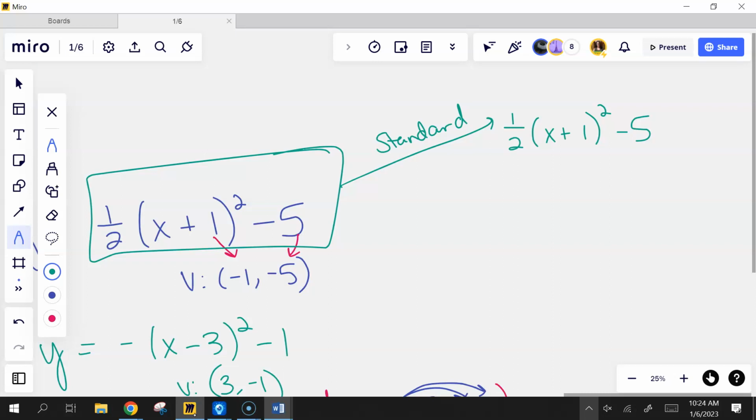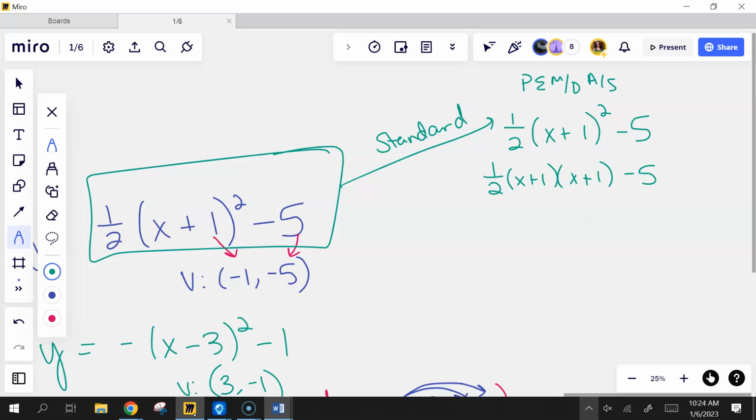It's the order of operations. Order of operations tells us parentheses, exponents, multiply, divide, add, subtract. This is multiplying if I distribute. There's an exponent here. I need to do that first, right? So what I'm going to have to do is write this as 1/2 times x plus 1 times x plus 1 minus 5. Now I'm going to multiply.